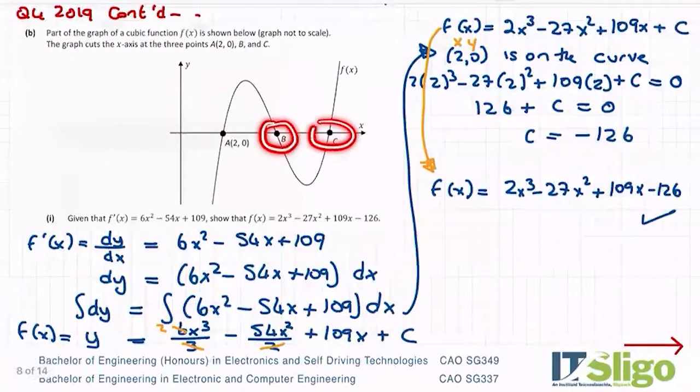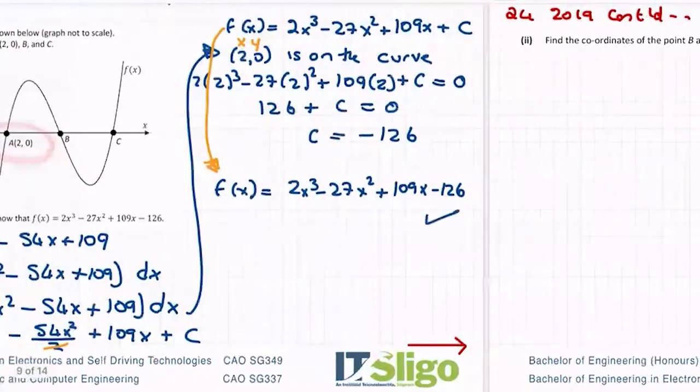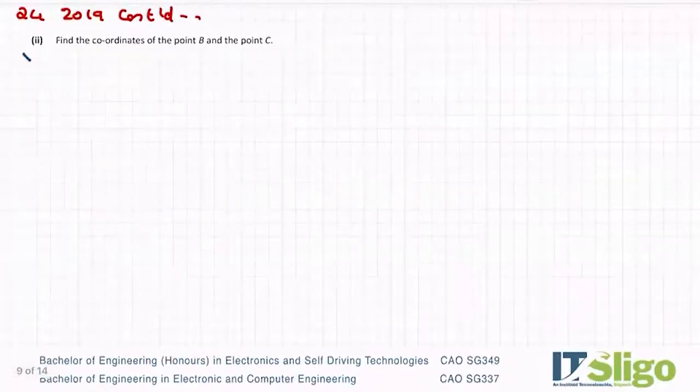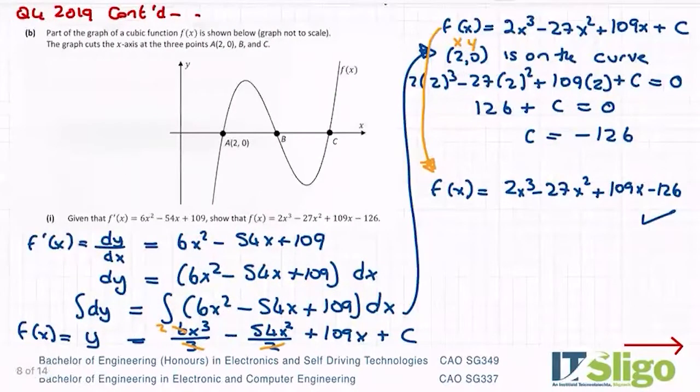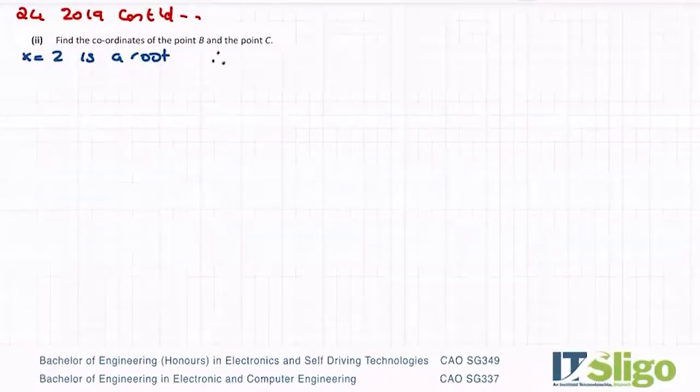Okay, so this is the same as you have one of the roots of a cubic equation. So in other words, you know that x is equal to 2 is a root. Okay, in other words, where does it cross the x-axis? Well, it crosses it at 2. Okay, therefore, x minus 2 is a factor.